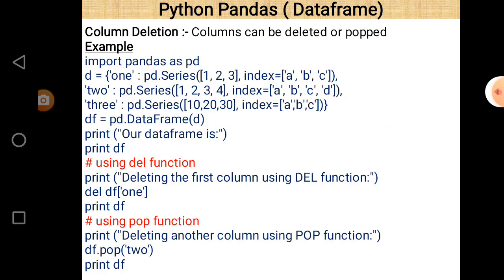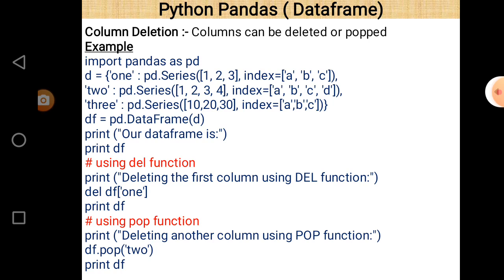Next is column deletion. If you want to delete a column, then there are two possible ways to do it, and these are: use the del function or use the pop function. So both are the same. You can use both of them, but the syntax is a little bit different.